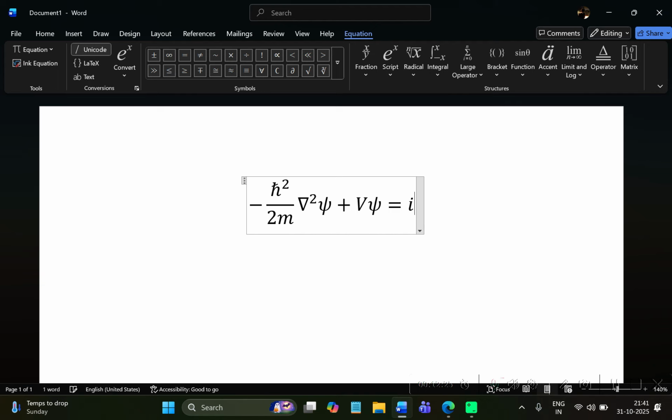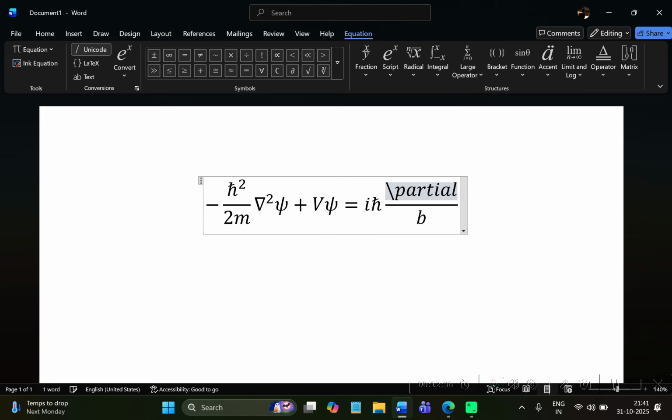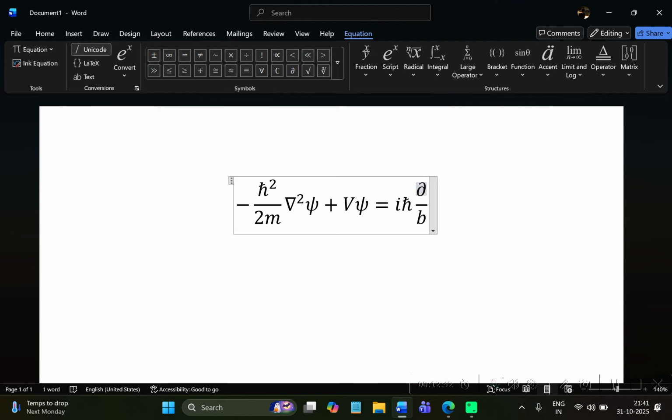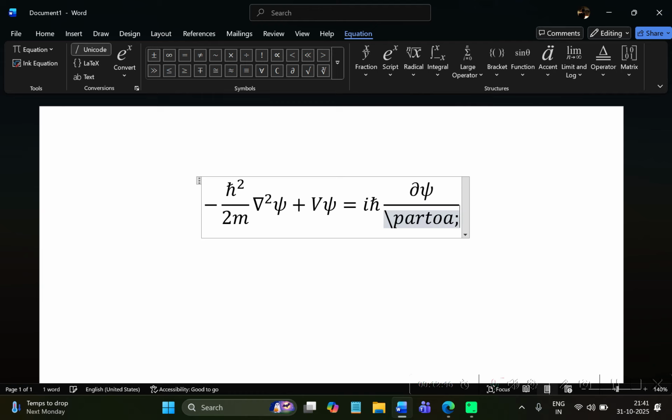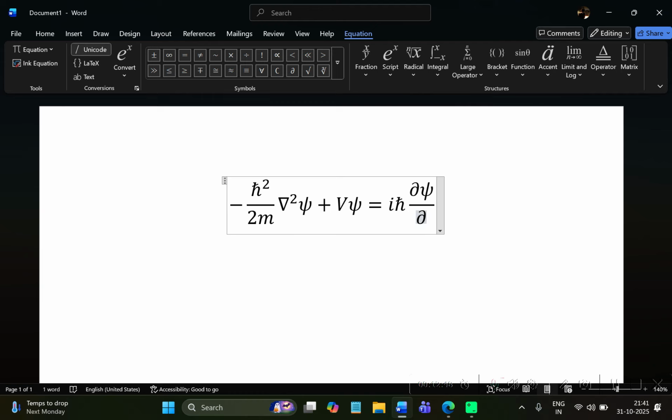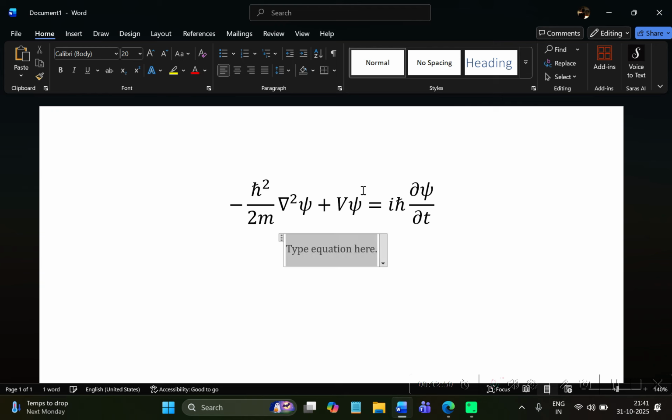First of all, let me write it in fraction form, and then let me write it here because this looks good. So i h bar, you want a del psi del t. For del, you just write backslash partial, just partial, nothing else, because partial automatically takes the partial derivative. To give the space, see, it's del psi, and then here again you write partial. So here we have Schrodinger's equation.